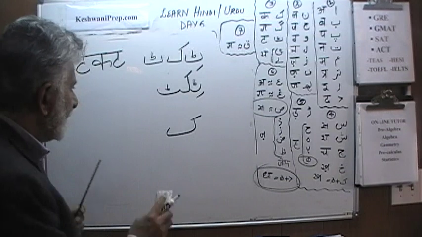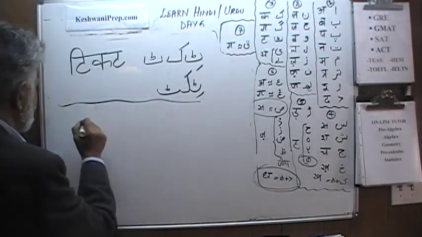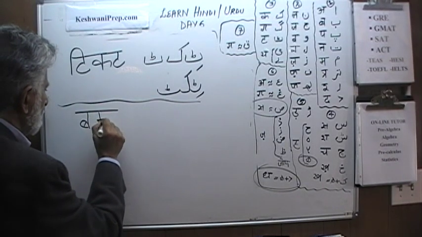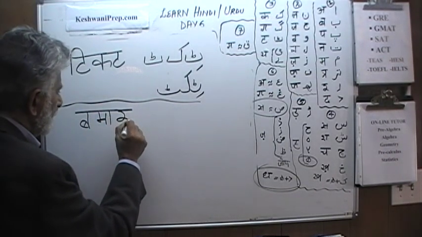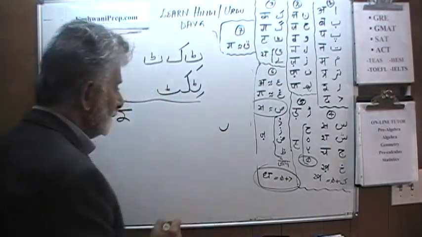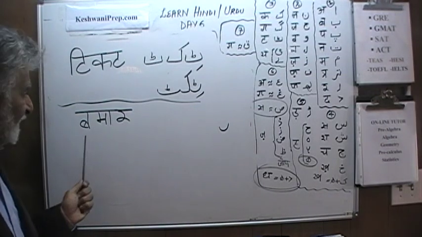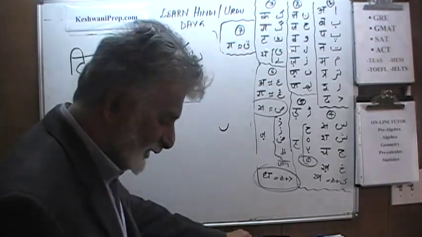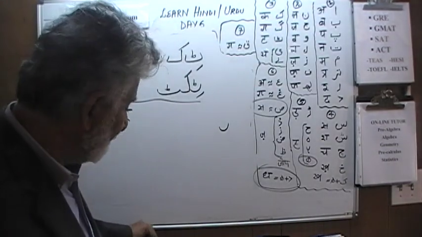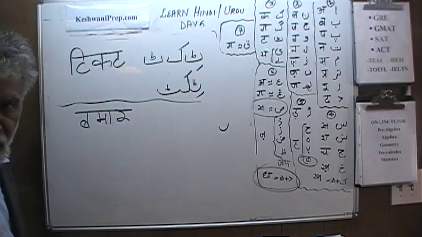Let's do the one with the badi ki matra. Okay? B, ma, ra. B. Oh, I can't play the trick in Urdu like that, because in Hindi I can go and fix it and insert things very easily, but because the letters have to join in Urdu, I can't play the trick because I'll have to erase the whole thing. Bamara, obviously there is no such word.